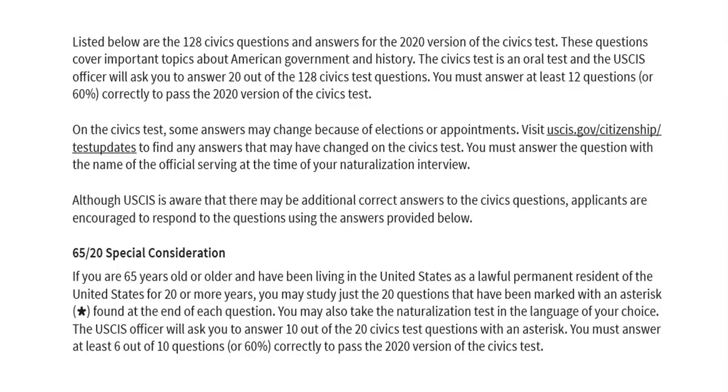The Civics Test is an oral test, and the USCIS officer will ask you to answer 20 out of the 128 test questions. You must answer at least 12 questions correct to pass the 2020 version of the test to become a United States citizen.